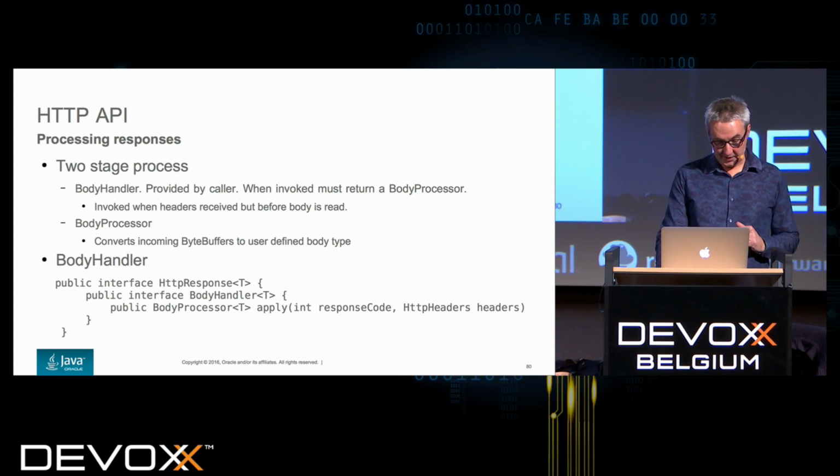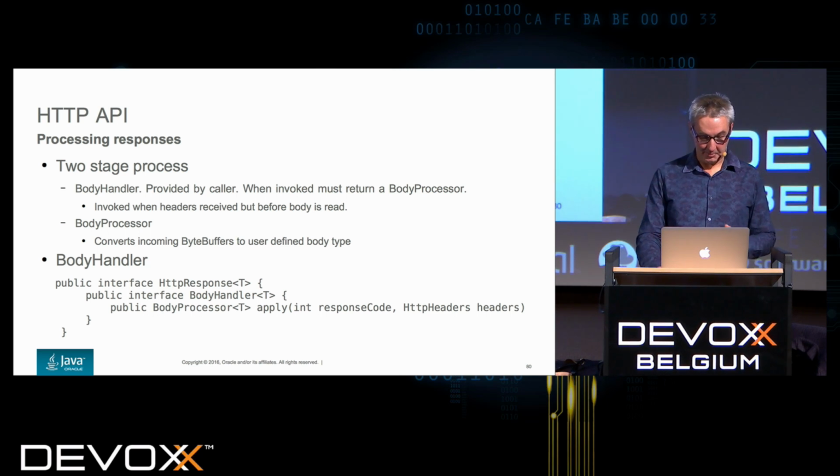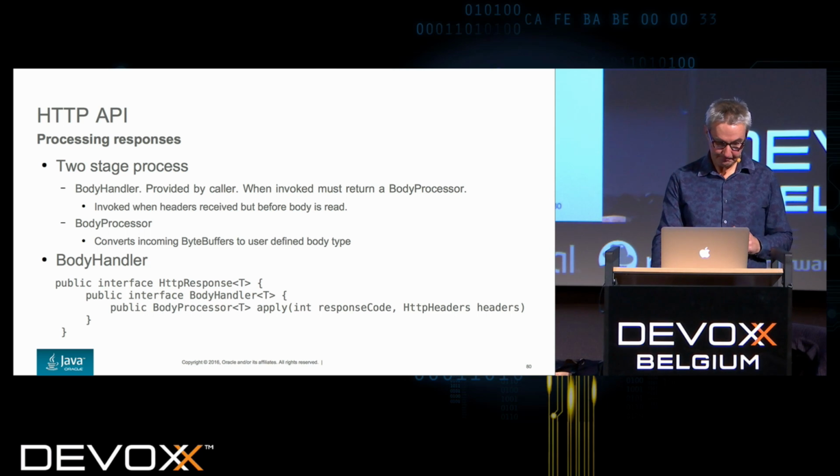And you can see here the definition of the body handler type. It's a functional interface, which is a single method called apply. So this method will be called as soon as the headers have been received from a response. So it immediately gives you the response code and the headers object, and it allows the application to decide exactly what it wants to do with the body, whether it wants to receive it or not, and exactly where to put it if it does want to receive it. We'll see some examples of that in a few slides.